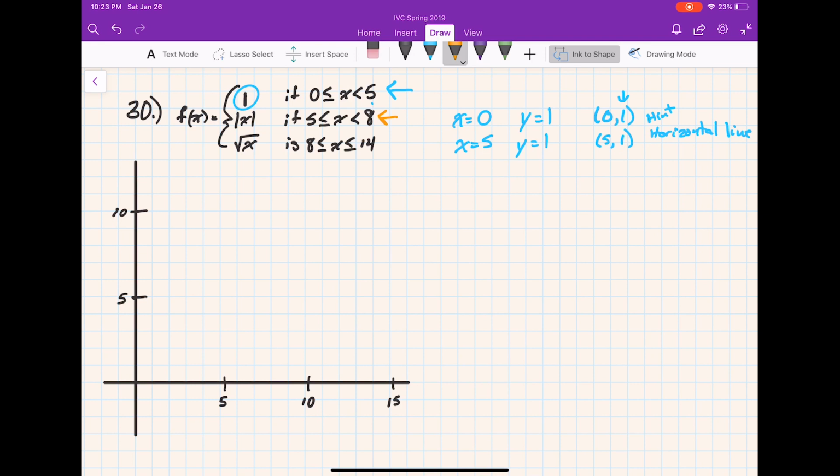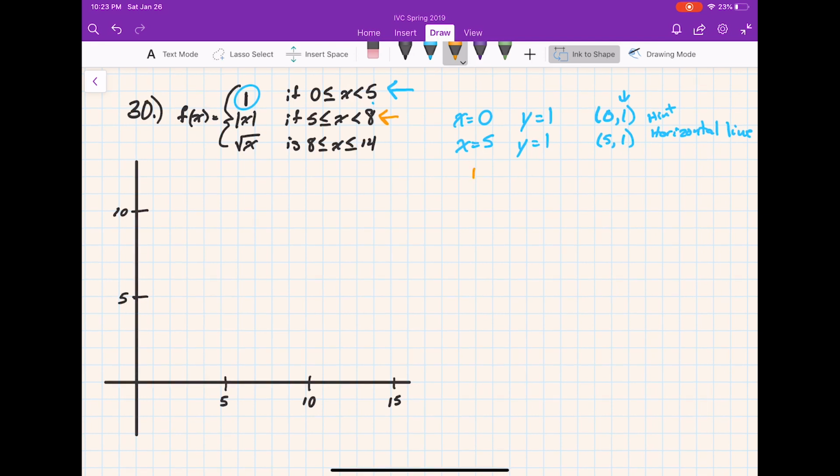Our function is the absolute value of x. Well, the absolute value of 5 is equal to 5. So we are going to have 5, 5. The absolute value of 8 is going to equal 8. So we're going to have 8, 8.